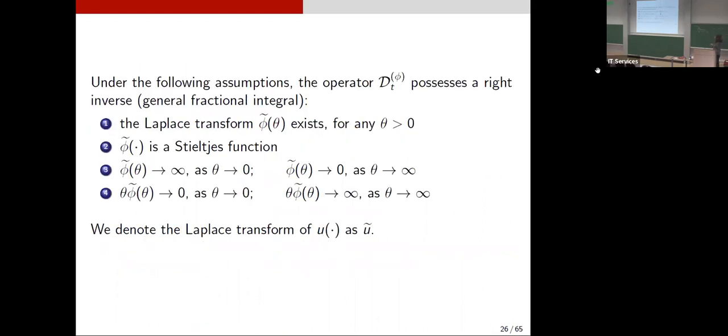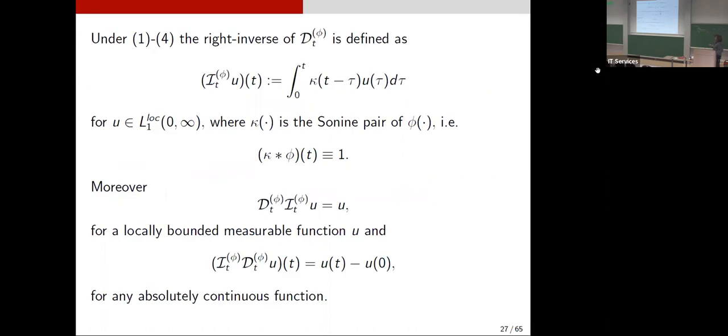So, as I said, we must have more assumptions on the kernel phi, and in particular on its Laplace transform. I will denote by tilde the Laplace transform of the kernel phi. They are quite technical, so I will not go into details. But under these conditions, this derivative possesses a well-defined right inverse, which is defined in this way.